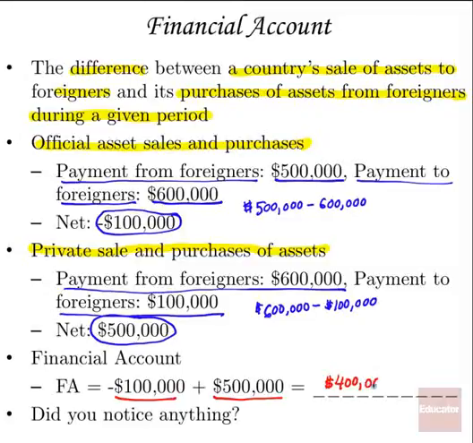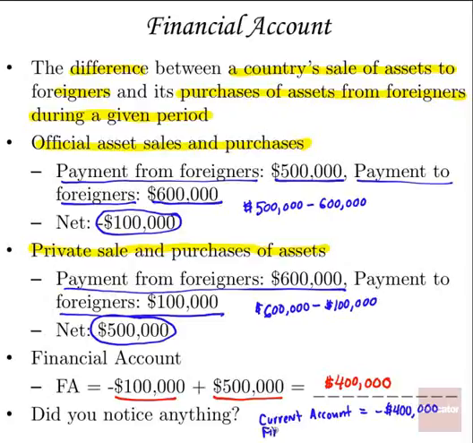The numbers themselves aren't necessarily that important. You're not going to get numbers this specific on the AP Macro exam. What you're going to have to understand is, what are the components of the financial account, what are the components of the current account, and how do they reconcile? So did you notice anything? Hopefully you noticed the following. The current account numbers I gave, again purely hypothetical, totaled negative $400,000.